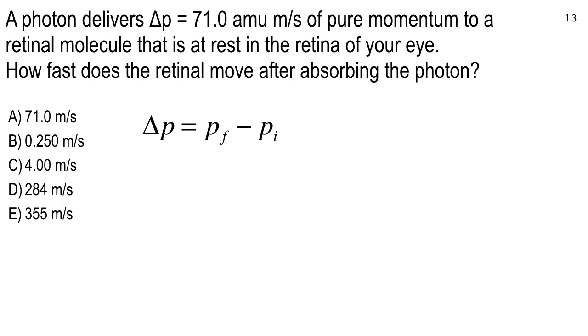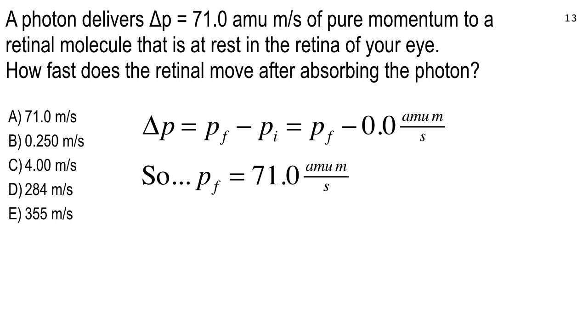So here's what we got. The delta P of the molecule comes from the photon, 71 AMU meters per second. Now, the final is what we want in order to figure out the new velocity. The initial is fairly easy because that's zero, because it starts at rest. Most of the time, except for that one homework with the two blobs of Jell-O in space, I'm going to start you from rest or end at rest, come to a stop. So P final minus zero is just P final. All of the momentum goes into the final momentum. So the photon delivers 71, bang. And so my 284 AMU mass retinal molecule gets all of it.